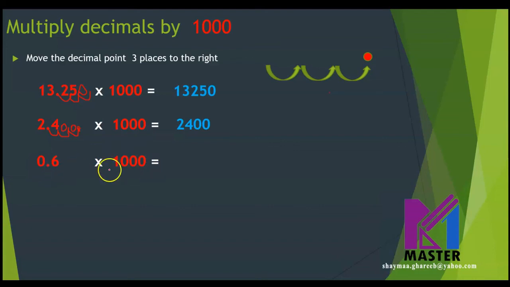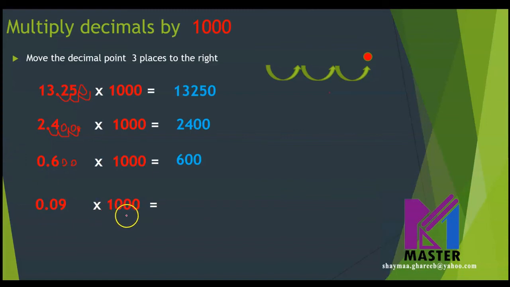0.6 multiplied by 1000, I need to move the decimal point 3 places to the right. I only have 1, so I'm going to add 2 more zeros to have 3 places to the right. Then I will move the decimal point 3 places, 1, 2, and 3. So the number will be 600. Don't write 0600. No number starts with 0. No whole number, okay?